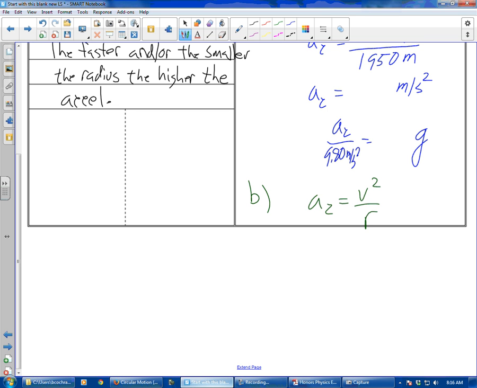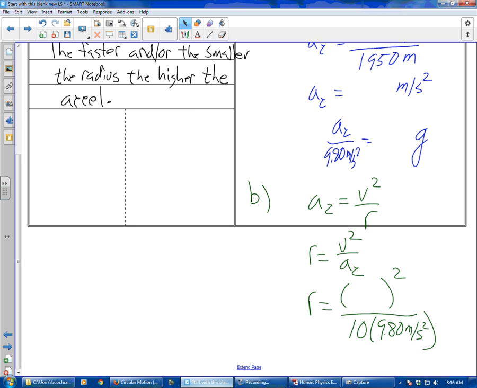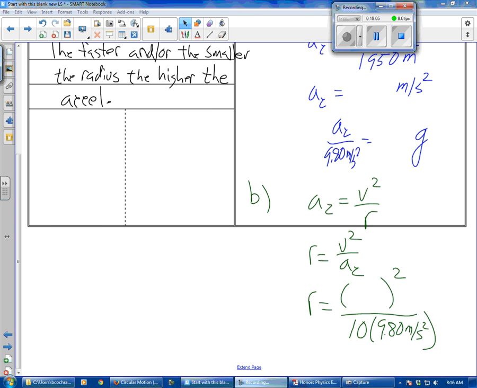V squared over R. I would rearrange for R and get R is V squared over AC. And know that my V is given to me, whatever it is. My AC is told to be 10 G, so it's 10 times 9.80 meters per second squared, and solve for R. And then I'll do it for number 4. Let me know if you need help with the individual mathematics involved.